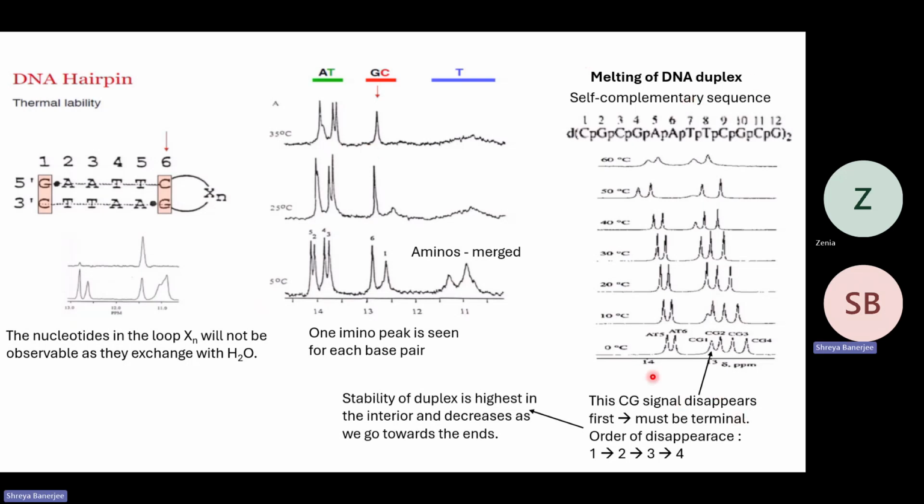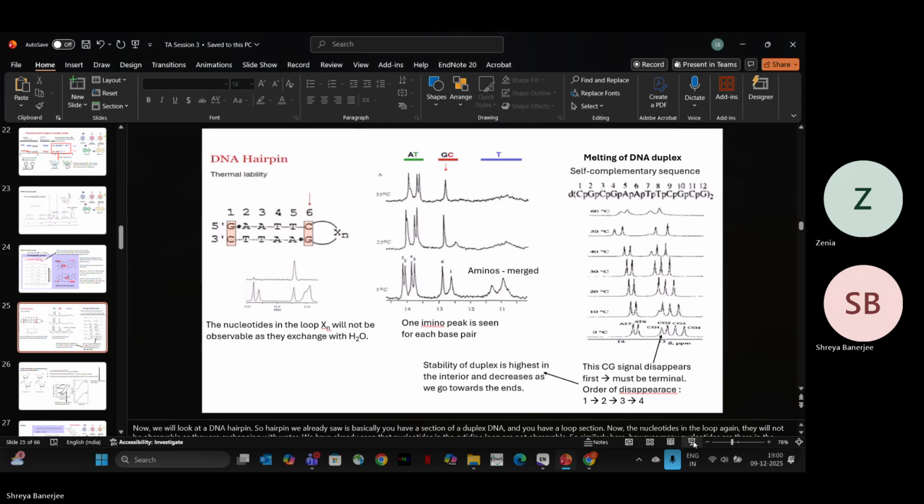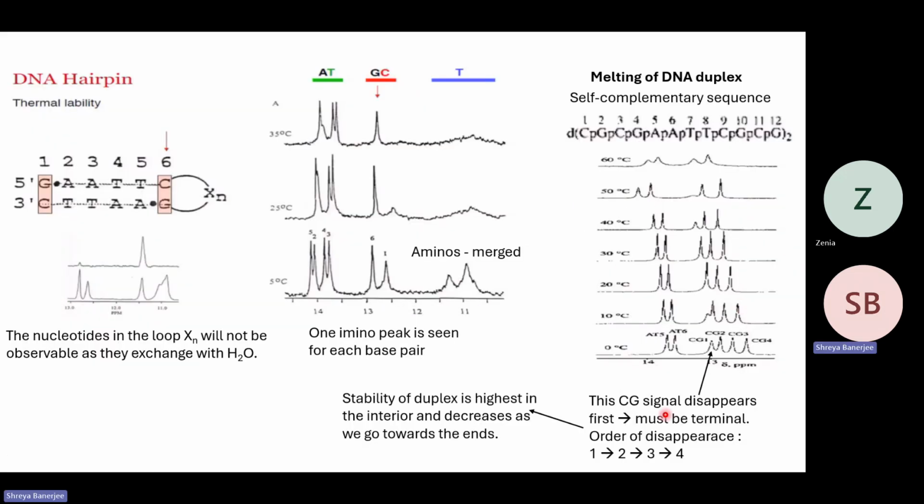This is also called melting of the DNA duplex. And here what is happening, as the temperature is increasing, the first signal to disappear is the CG1, that is this.